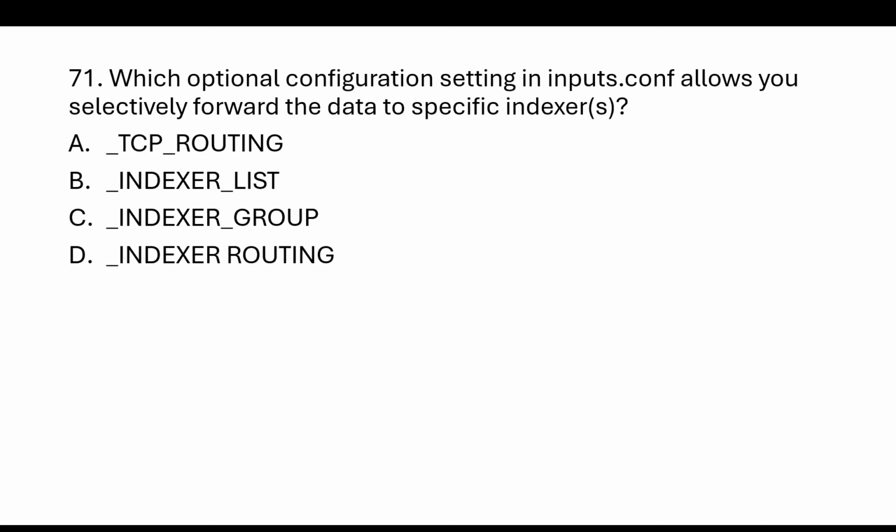Question number 71. Which optional configuration setting in inputs.conf allows you to selectively forward the data to a specific indexer? Option A, _TCP_ROUTING. Option B, indexer list. Option C, indexer group. Option D, indexer routing. And the answer is option A, _TCP_ROUTING.